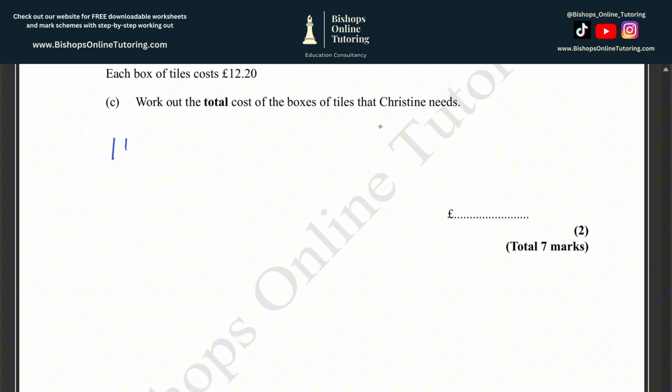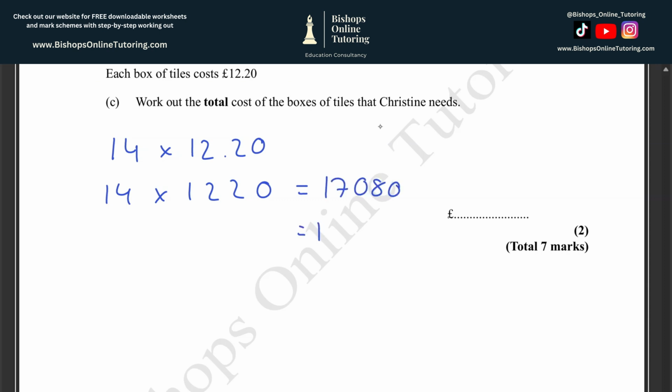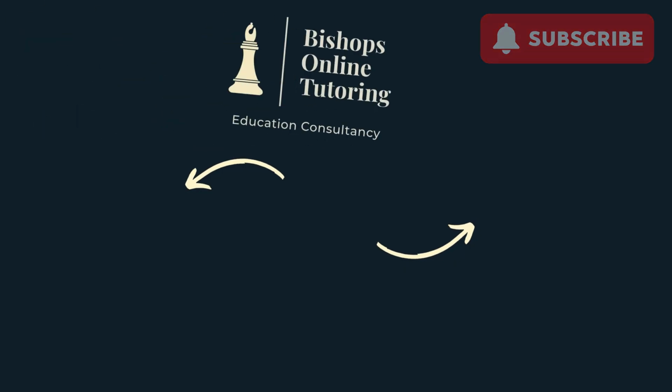So we worked out that it was 14 boxes that she needed, and each one is going to cost £12.20. Or what we can do is 14 times 1,220, because all we've done is we've converted this number, which is in pounds, to this number, which is the same thing but in pence. So 14 times 1,220 is equal to 17,080, which is equal to £170.80 when we convert it back into pounds. So that's our answer, £170.80.